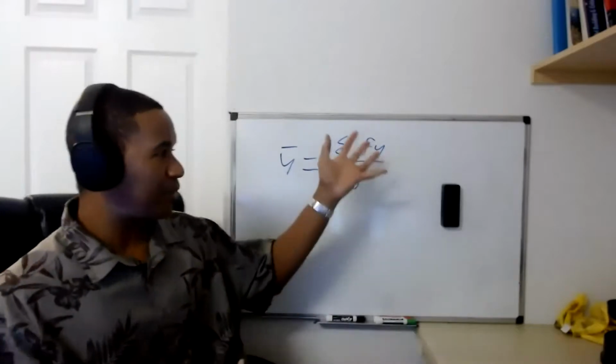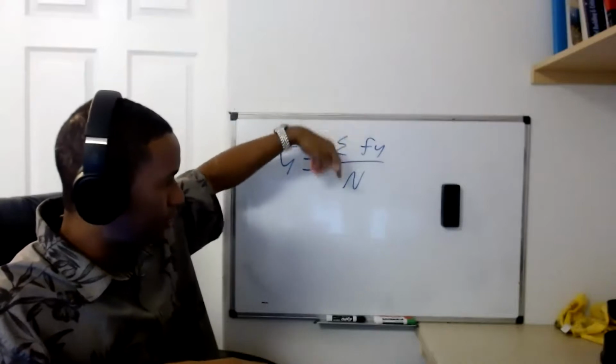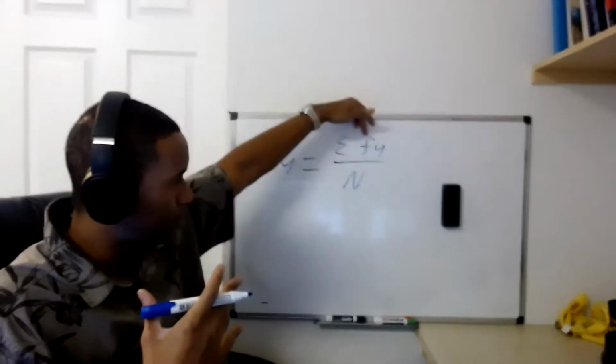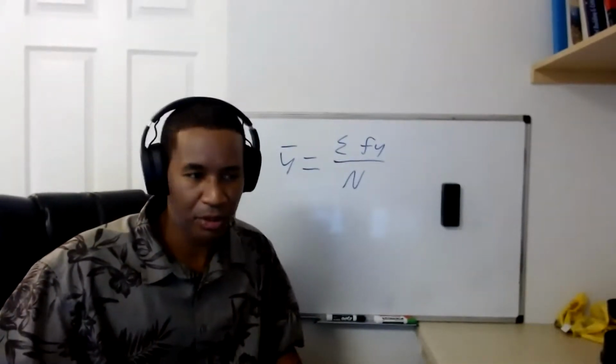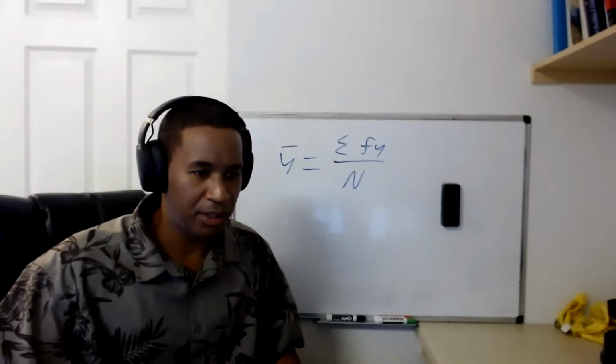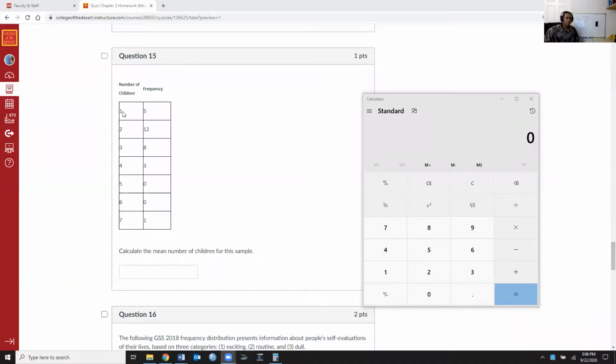The way that this is different from what you would typically do is that typically you would just add up all the raw scores and then divide by the n. But when you have a frequency distribution, you need to multiply the raw score by its frequency. So we need to take each raw score and multiply it by its frequency. If we have one child, you don't just take 1, 2, 3, 4, 5, 6, 7 and add them up and divide by 29. What you do is you take this one child. How many people have one child? 5. So it's 1 times 5, which gives you 5, right?